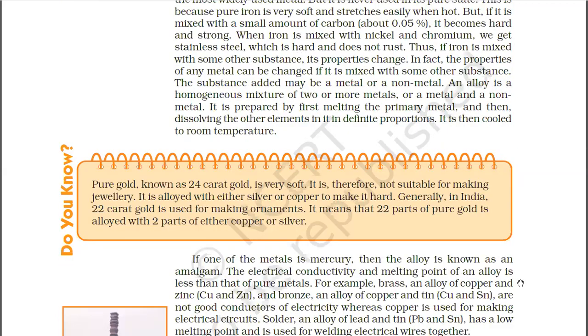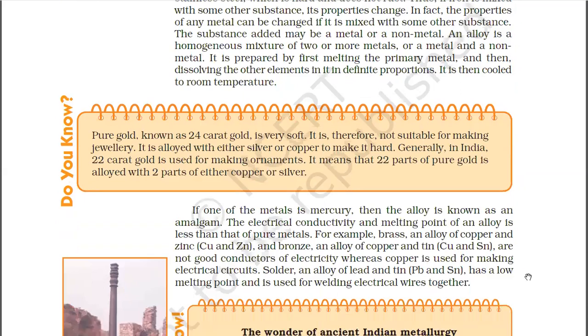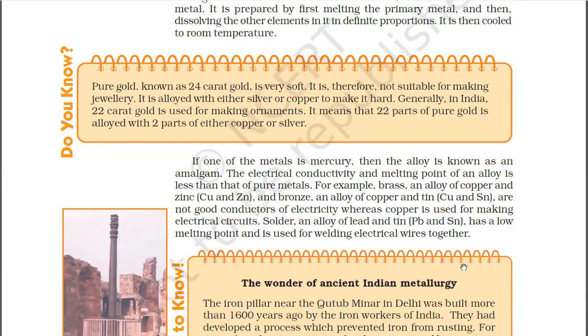Do you know? Pure gold, known as 24-karat gold, is very soft. It is therefore not suitable for making jewelry. It is alloyed with either silver or copper to make it hard. Generally, in India, 22-karat gold is used for making ornaments. It means that 22 parts of pure gold are alloyed with 2 parts of either copper or silver. If one of the metals is mercury, then the alloy is known as an amalgam.